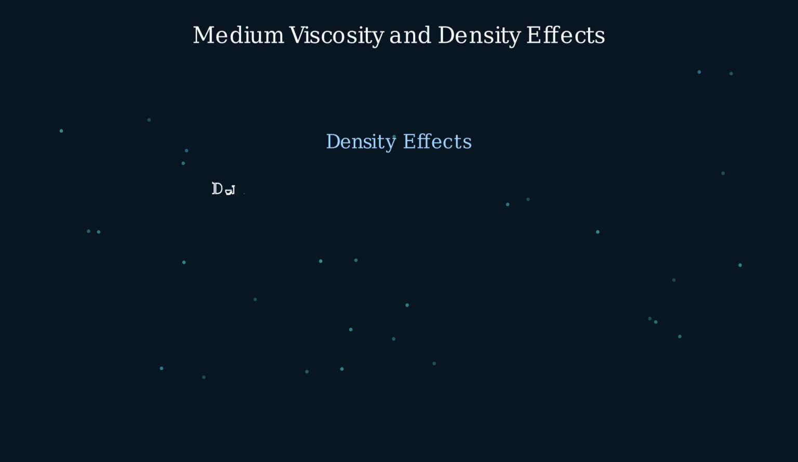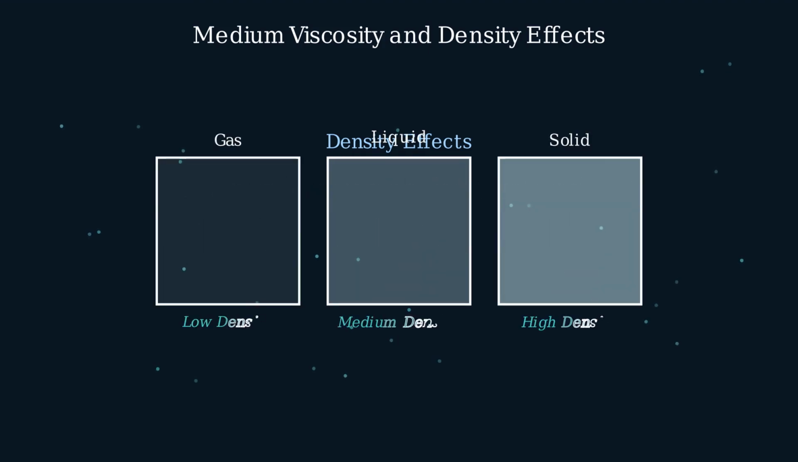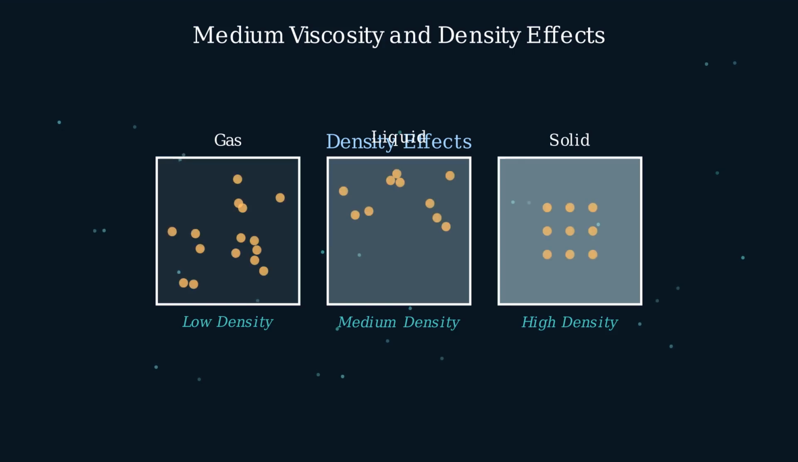Now let's examine how density affects diffusion. Density is the mass per unit volume of a substance. Diffusion occurs at different rates in gases, liquids, and solids due to their different densities. Let's observe how the same particles diffuse through these different states of matter.